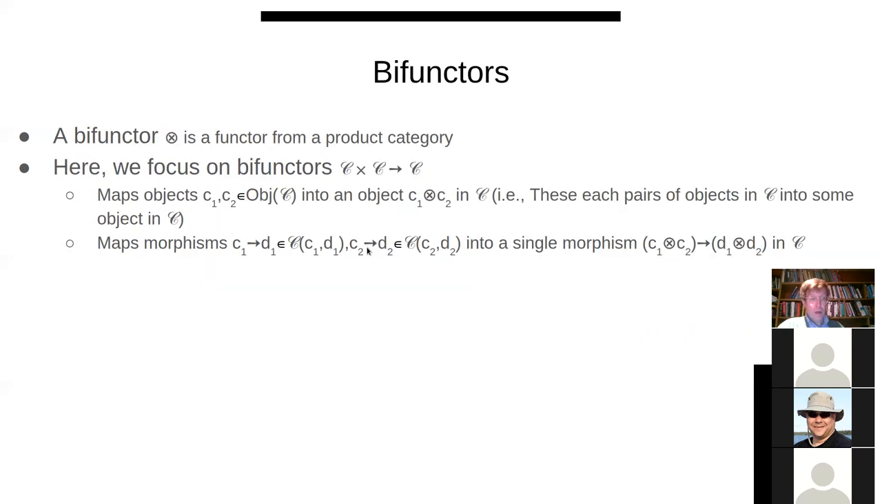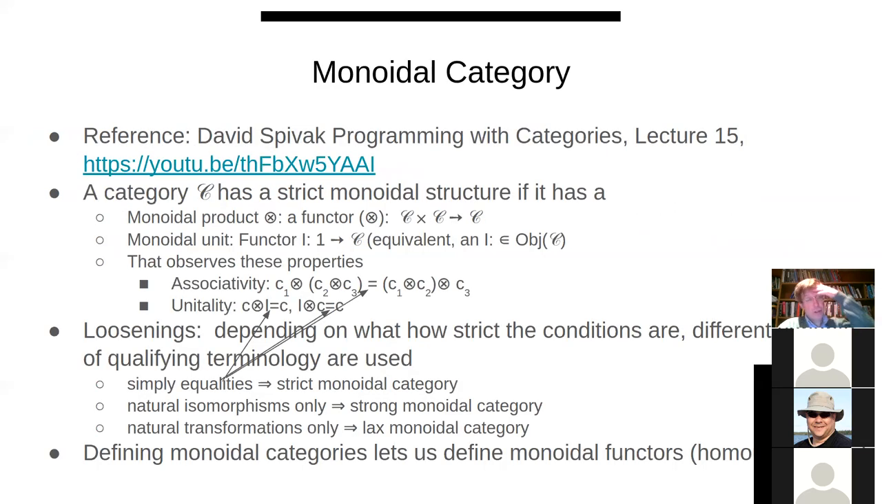Now, the reason I want to introduce bifunctors is because they are key for the definition of a monoidal category. And you can hear more about this at lecture 15, where David Spivak gives a very nice introduction to them for the Programming with Categories course. We talk about monoidal categories being categories which have a monoidal structure.